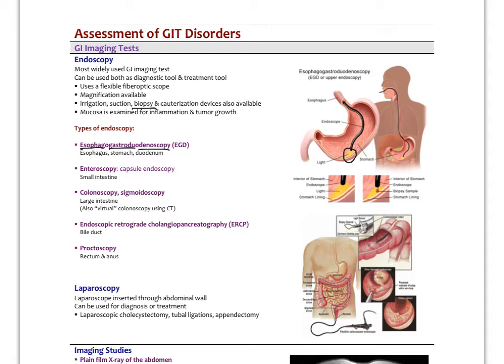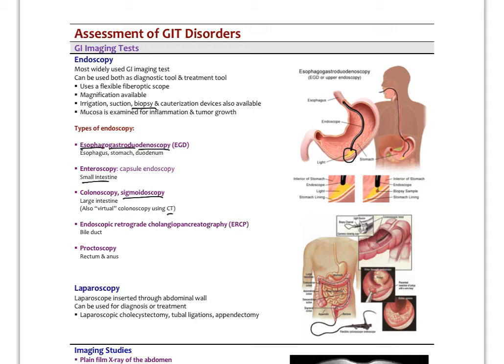Enteroscopy, that's the capsule endoscopy I talked about, where you swallow the capsule, and that allows us to visualize the small intestine. And then colonoscopy is visualization of the whole colon, and then sigmoidoscopy is looking at the sigmoid colon. There is a CT scan, I think MRI as well now, but a CT called a virtual colonoscopy, and that's where they can put together these three-dimensional images of the colon from the scan.